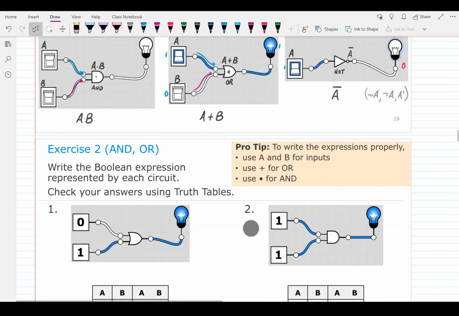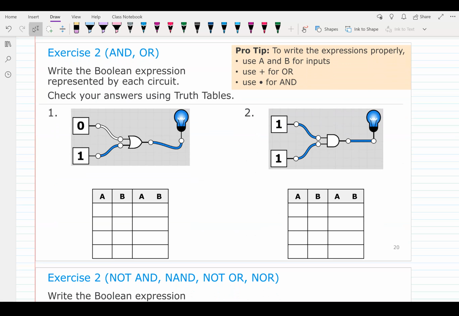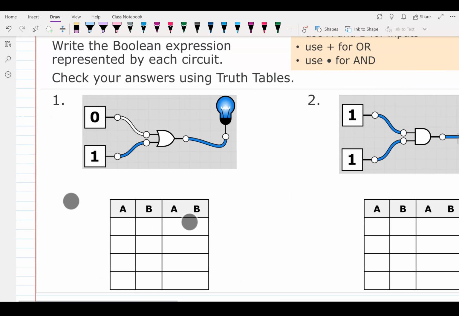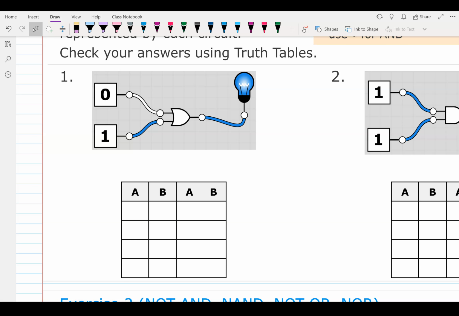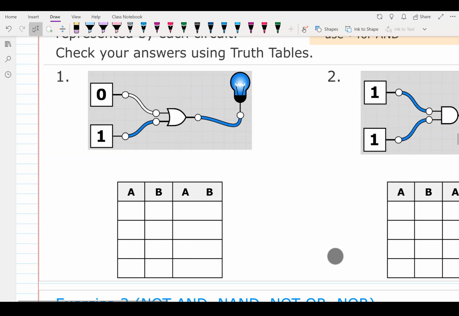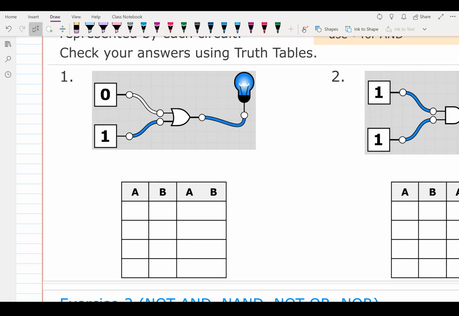So for the next exercise, one of the last things we're going to do today, it says write the Boolean expression represented by each circuit, check your answers using truth tables. And it reminds you in the top here to write the expressions properly, use A and B for inputs, use plus for or, use multiply for and. Pause the video and try these, okay? Try both of these, see if you can get them. They're not difficult, we've done them before. This is almost a review as much as anything.